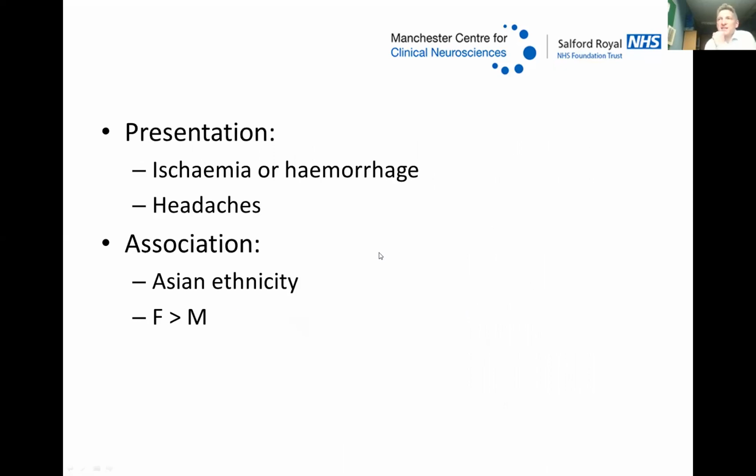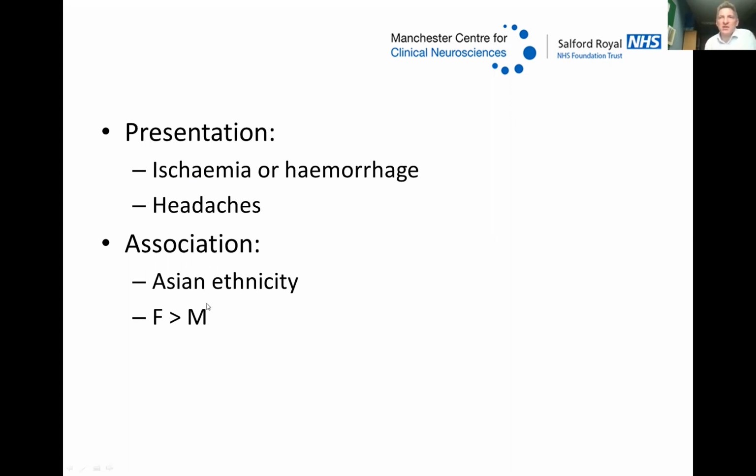And in terms of presentation, it can be with ischemia or hemorrhage. Ischemia is more common in children than hemorrhage, whereas in adults it's about equal, to be honest. It can present with headaches, and this is thought potentially to be an effect of the collateral circulation forming, the increased external carotid branches expanding and potentially causing headaches related to the increased blood flow.